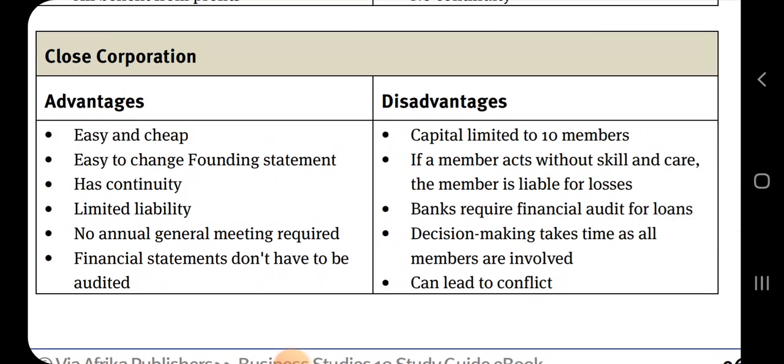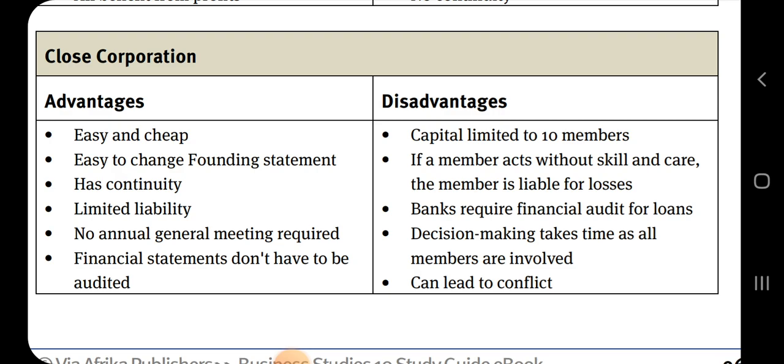Let's talk about close corporation. Advantages is that it's easy and cheap, easy to change founding statement, has continuity, so it can exist even if the partner is no more. Limited liability, no annual general meeting required, and then financial statements don't have to be audited. So that is the brighter side of a close corporation.